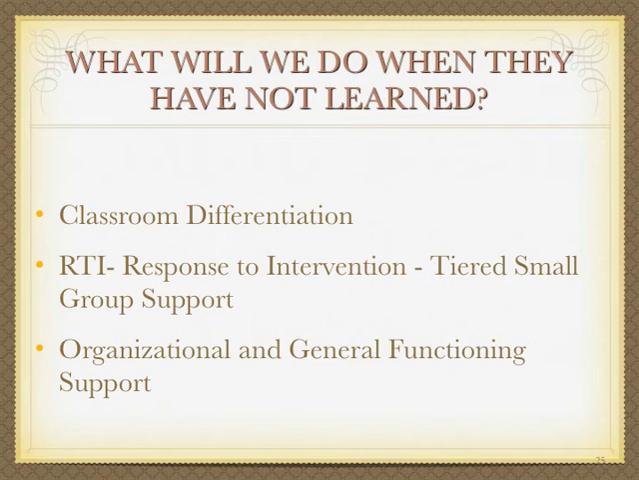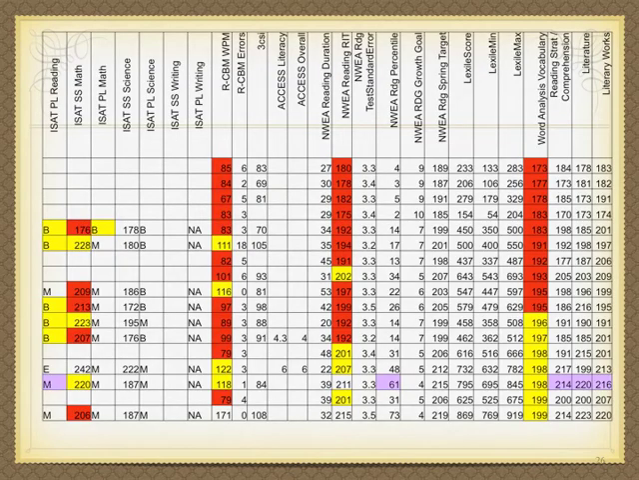We also look at this in terms of our RTI program. With response to intervention, for children that have not grown at the level that we want, we provide tiered small group instructional support. Plus, we also want to look at our organizational and general functioning. Is the child getting the assignments down? Are they keeping track of their materials? And are they prepared for what they need to do next?